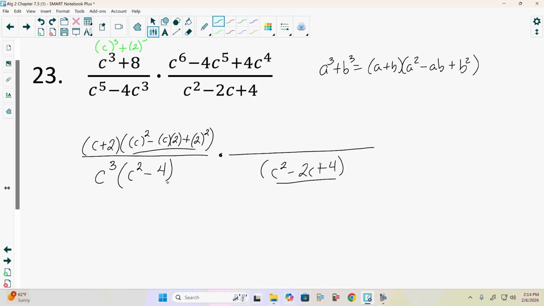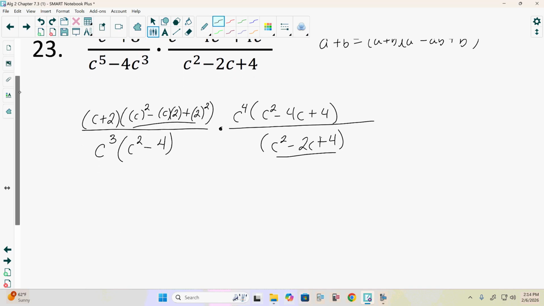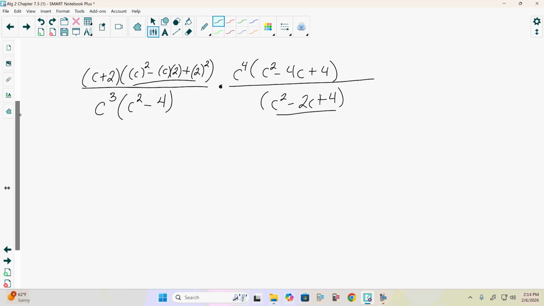On top, c to the 6th minus 4c to the 5th plus 4c to the 4th, sorry, not cubed. Is there a greatest common factor? Yes, it would be what? C to the 4th. And if we factor it out, we reduce all the c's by 4. C to the 6th becomes c squared. 4c to the 5th becomes 4c. And plus 4c to the 4th just becomes 4.